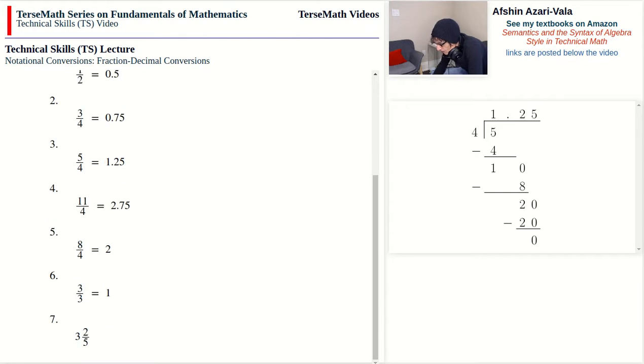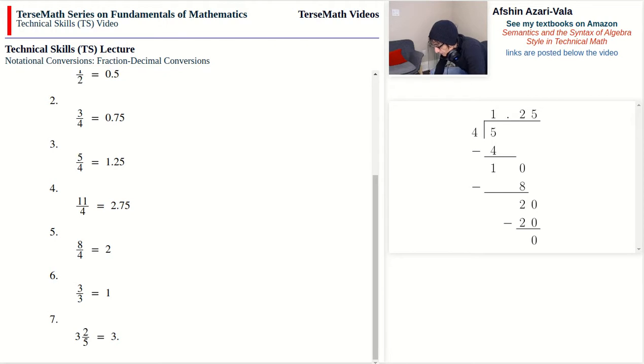Okay, problem 7, 3 and 2/5. Now to convert this into a decimal, the best thing to do is to write the whole part, which is 3, on the whole side of the decimal. So we put down 3 point. And then for the fractional part, which is the right side of the decimal point, we divide 2 by 5.